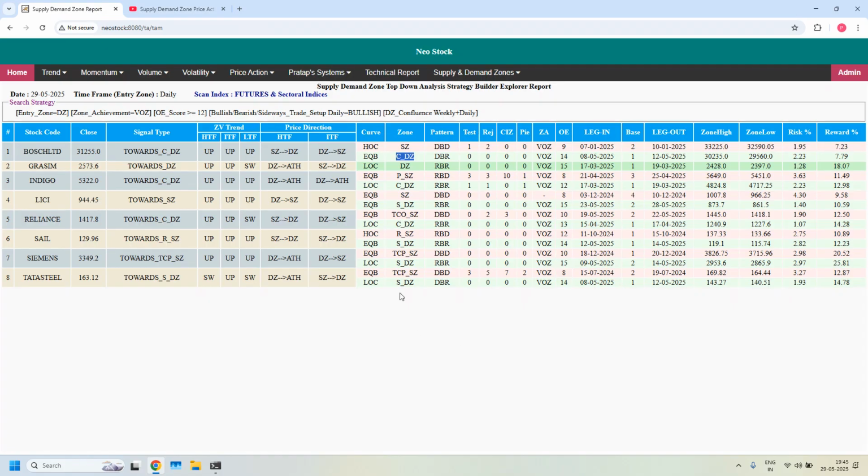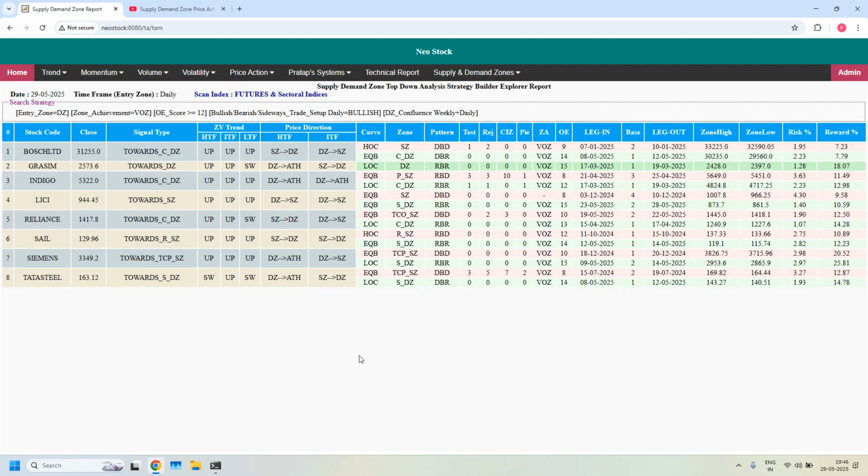If daily demand zone overlaps with weekly, that means LTF demand zone overlaps with ITF demand zone, then we assume the order flow of LTF is much stronger because it is residing inside the higher time frame demand zone, that is ITF. Now in all the stocks, daily demand zones are overlapped with weekly, and weekly trend is uptrend in all the stocks. Here weekly is ITF.